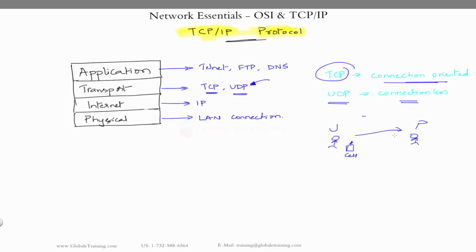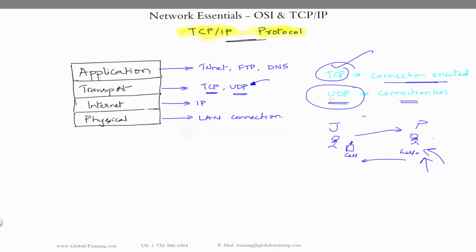So he rings the phone, Peter picks up and says hello, and then John starts talking, meaning Peter has to pick up the phone and answer for the whole communication to occur. If Peter does not answer the phone, then obviously both people cannot communicate. That means there's a handshake going on. That is how TCP works.